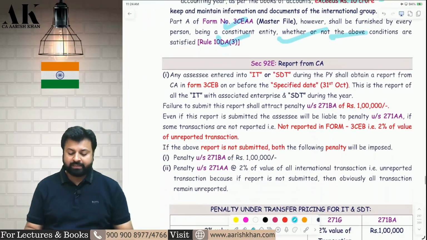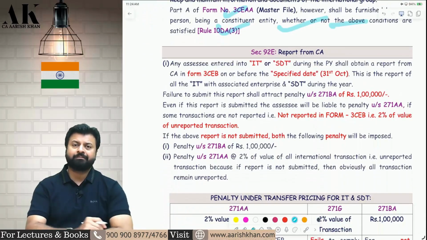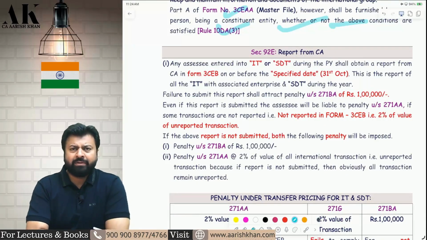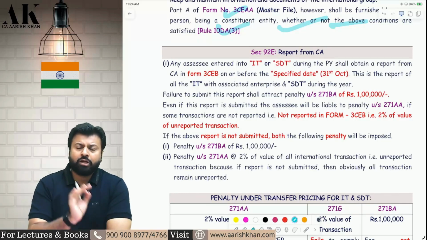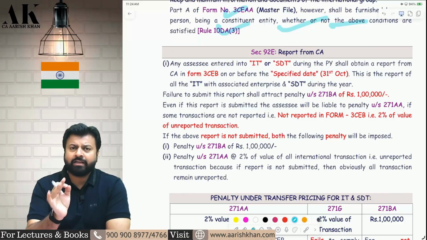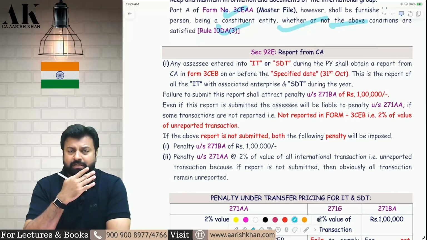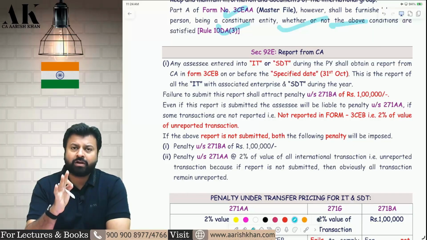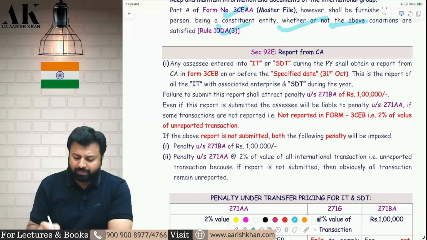Now let's go to the next section, 92E, which is very important. Very important academically for us and also practically. 92E, report from chartered accountant. What does 92E say, sir? You have to take a report from a CA. Every person entering into an international transaction or specified domestic transaction has to take a report from a chartered accountant in Form 3CEB and file the report by 31st of October.